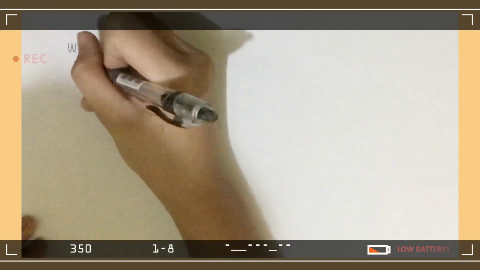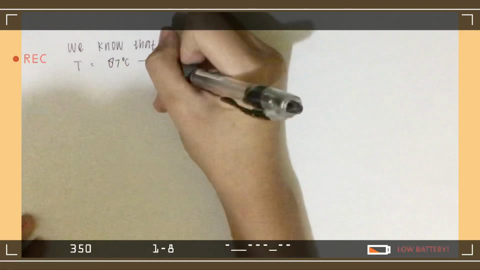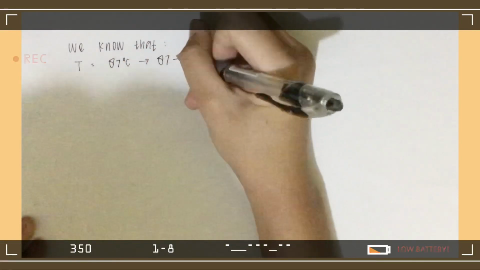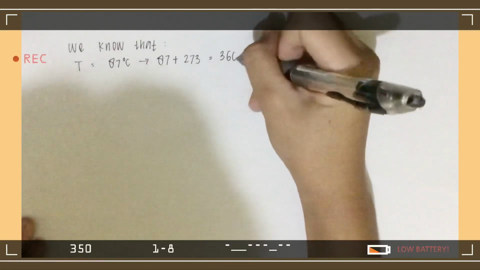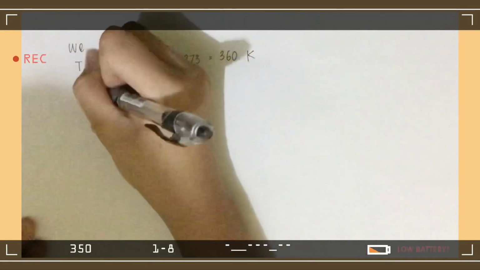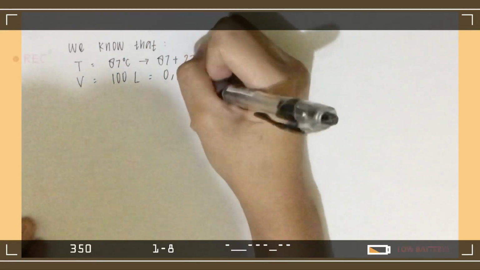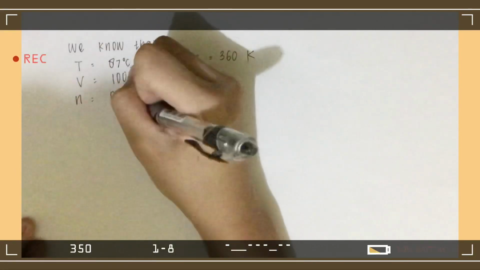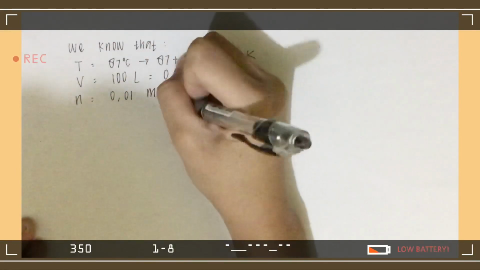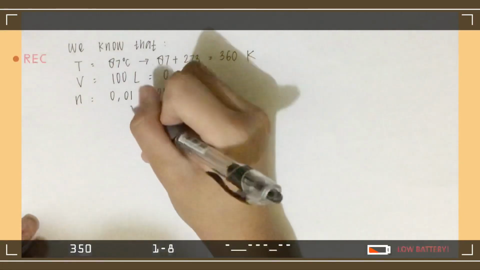Based on that question, we know that the temperature is 87 Celsius, and in this case we need to convert the Celsius into Kelvin, so 87 plus 273 is 360 Kelvin, and the volume is 100 liter, so we change it into cubic meters, is 0.1 cubic meters, and mole is 0.01 mole.